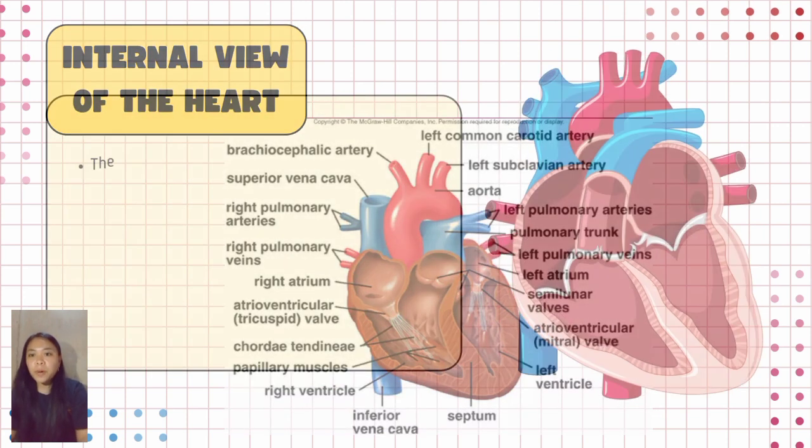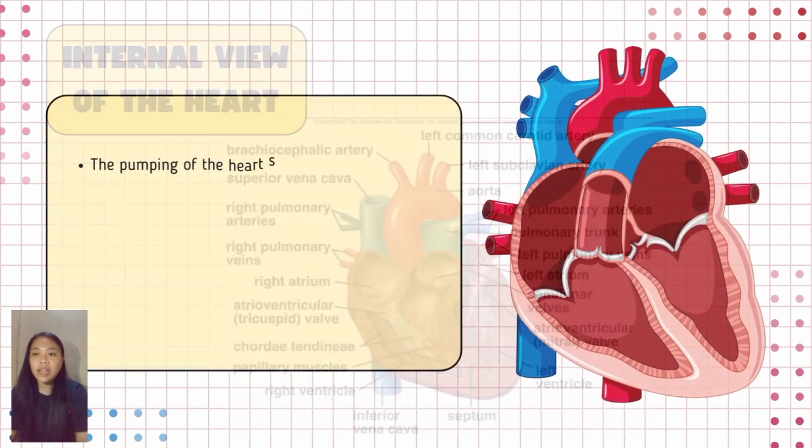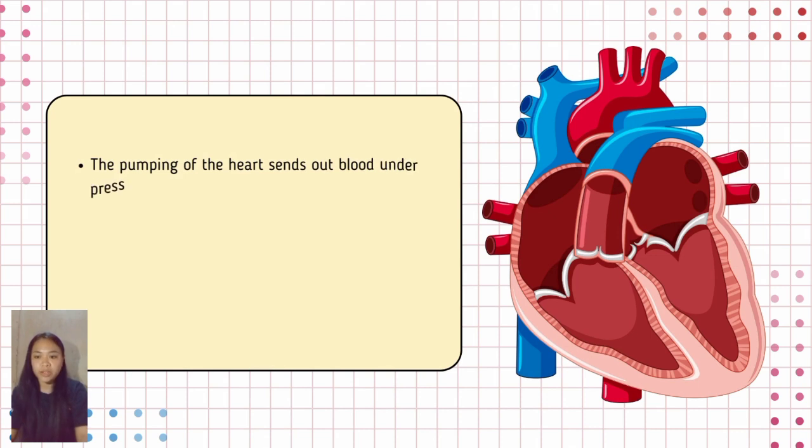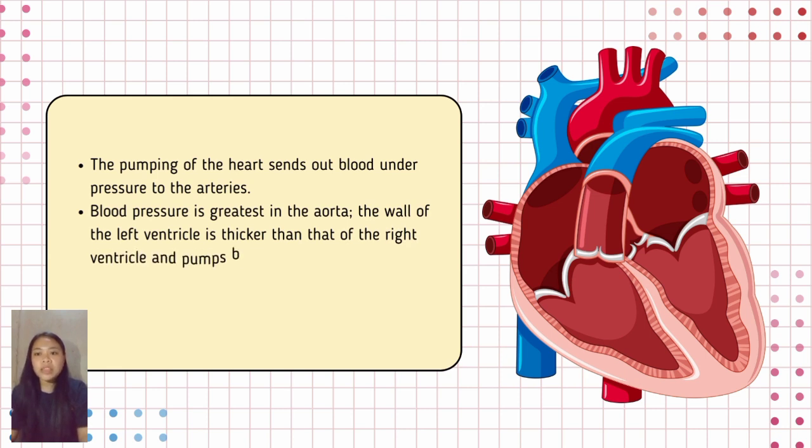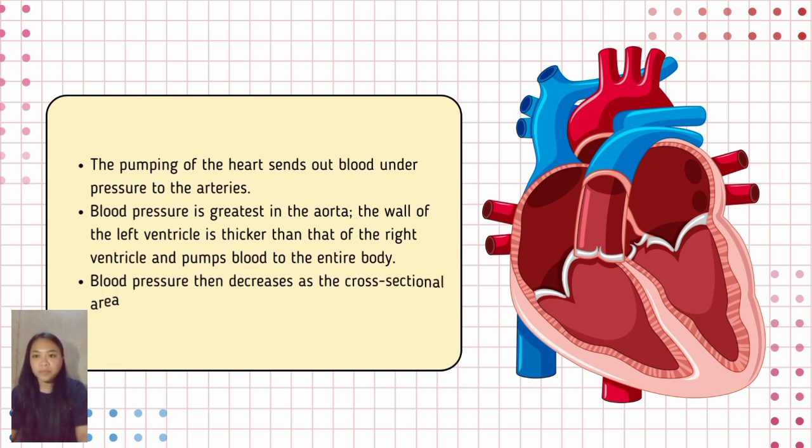Now, the heart is a pump that sends out blood under pressure to the arteries. Blood pressure is greatest in the aorta. The wall of the left ventricle is thicker than that of the right ventricle and pumps blood to the entire body. Blood pressure then decreases as the cross-sectional area of arteries, then arterioles, increases.